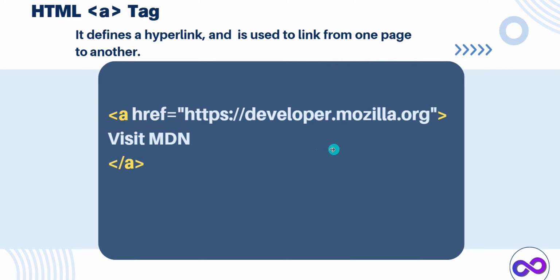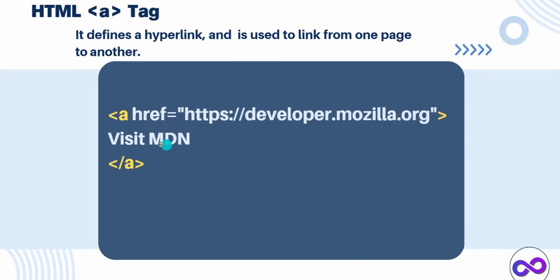Here is our syntax. Let's look at the tag. The a tag, this is the opening tag, and this one is the closing tag. The a tag stands for anchor. It anchors the link to the web page. The href stands for hypertext reference. It tells the browser where the link should go.